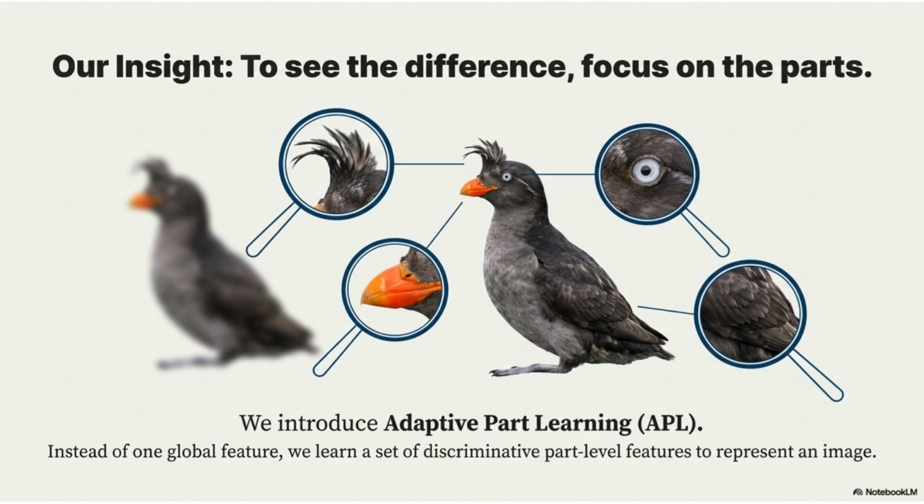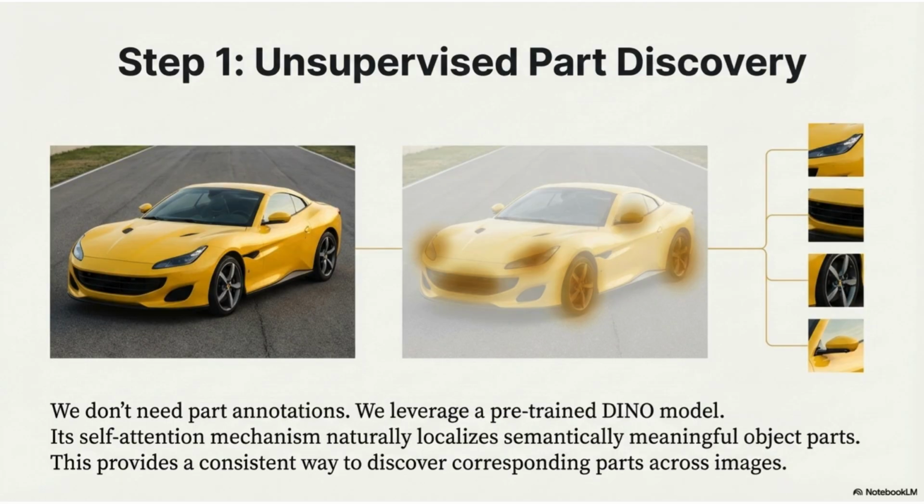Our insight is straightforward but powerful. To see the difference, focus on the parts. Instead of relying on one global feature vector, we introduce adaptive part learning, APL. We propose learning a set of distinct features, each representing a specific semantic part of the object, like the beak, the eye, the wing, or the feet. By decomposing the image into these parts, we can simultaneously achieve two things: identifying discriminative parts, like the head, to separate classes, and identifying shared parts, like the body, to generalize knowledge.